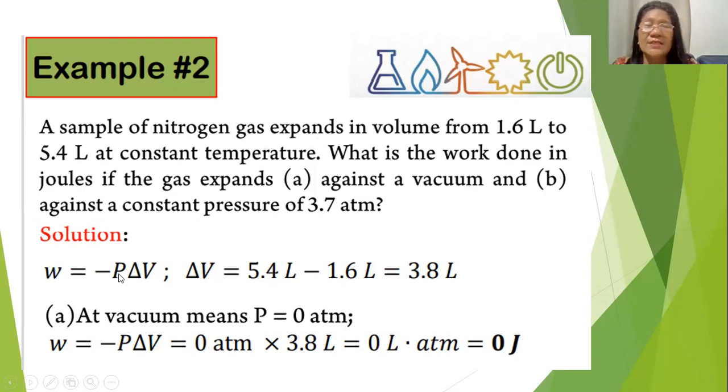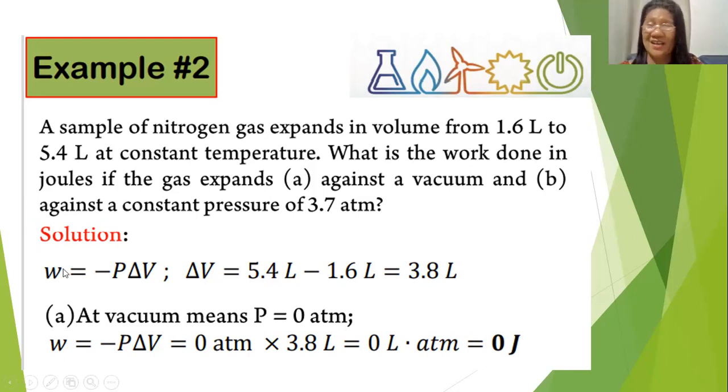In joules, if the gas expands. So our first formula, where work is equal to negative pressure multiplied by change in volume. What will be our change in volume? Of course, final minus initial. Now that is 5.4 liters minus 1.6 liters, which is equal to 3.8.